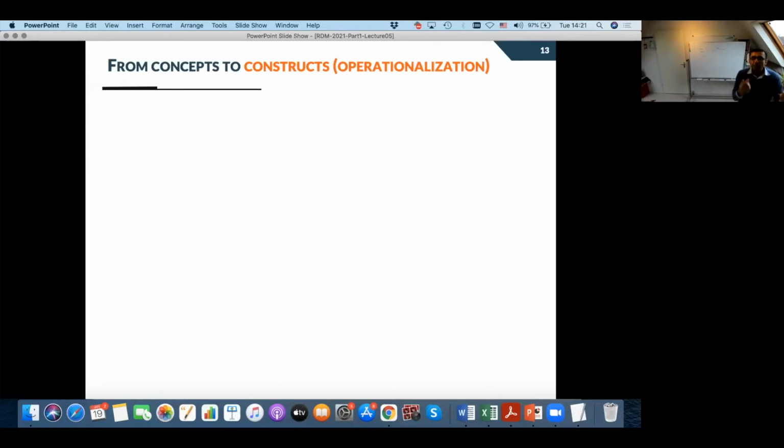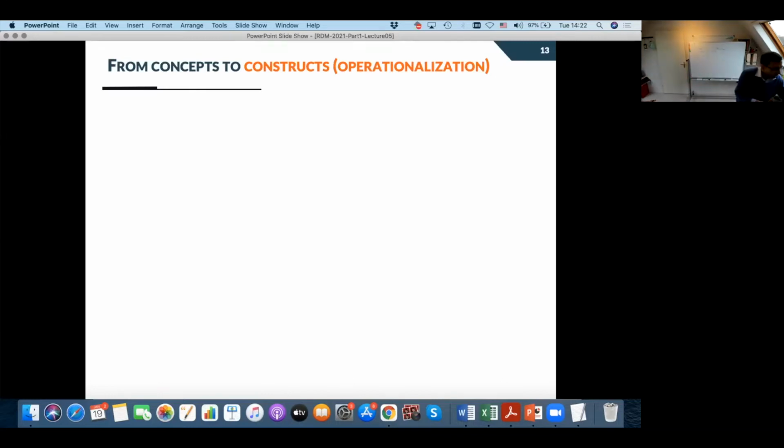Anyway, let's continue with this design for the description. The next point that I'm going to talk about is, again, one of the very essential points. Pay double attention to that. And that's the connection, or the move, from concepts to constructs.